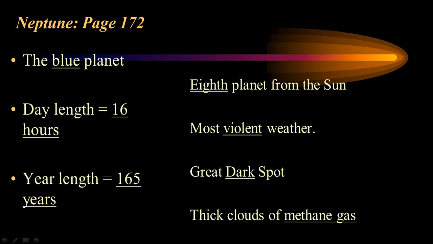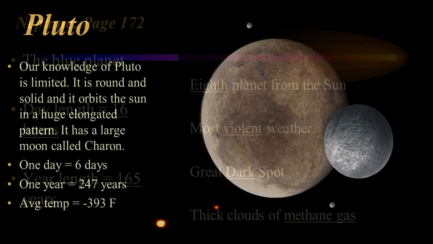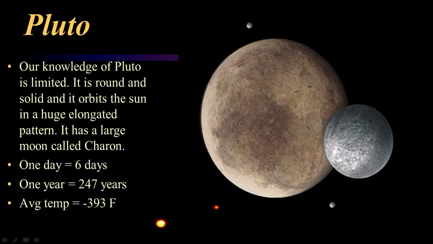So it's the blue planet. It has a 16-hour day and 165 years to get around the sun. It's the 8th planet from the sun. It has violent weather. There's a great dark spot, and the clouds are more than likely methane gas. Remember, you can pause that if you need to fill in your chart. It takes a little longer for you to do that.